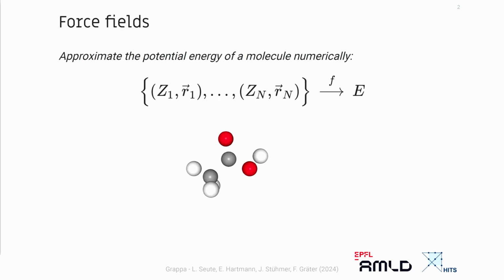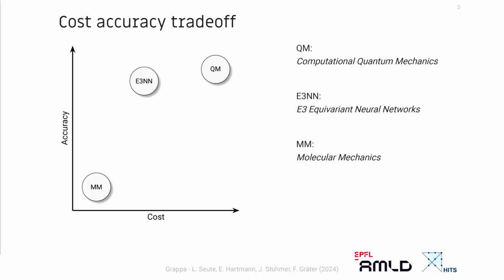First of all, what do I mean by a force field? It's essentially a map from atomic positions and elements to the potential energy of a system. There are different methods around, and they all have a trade-off between computational cost and accuracy. You have quantum mechanics, which is very accurate, but also very expensive and has relatively bad scaling for large systems. On the other side of the spectrum, you have molecular mechanics, where you essentially describe your molecule with classical physics. This is very efficient, but also has bad accuracy.